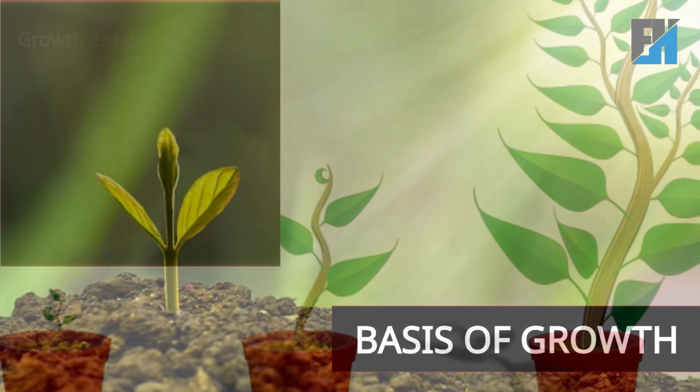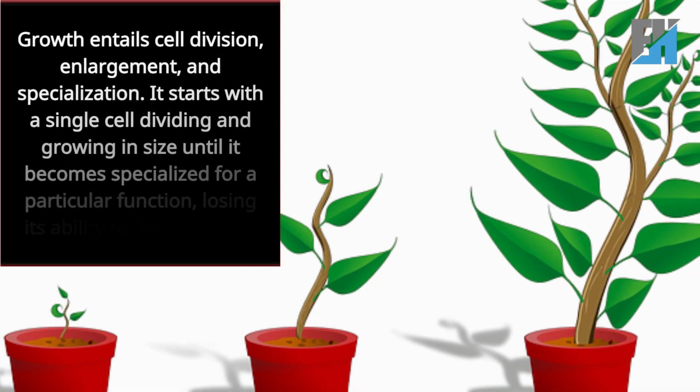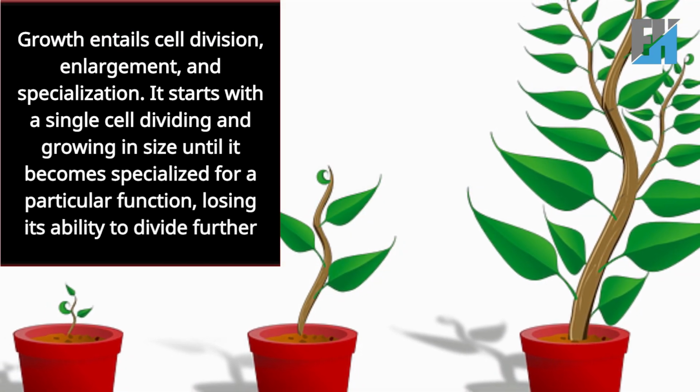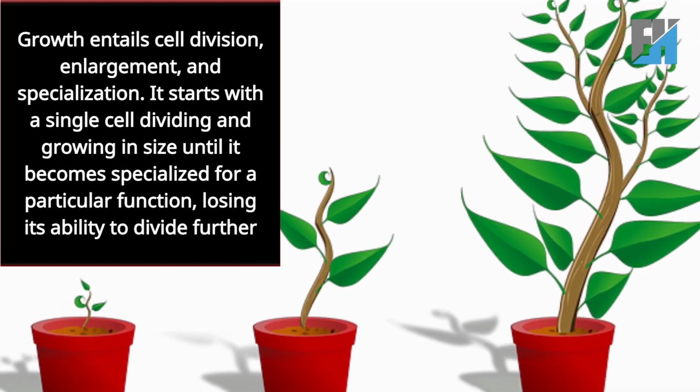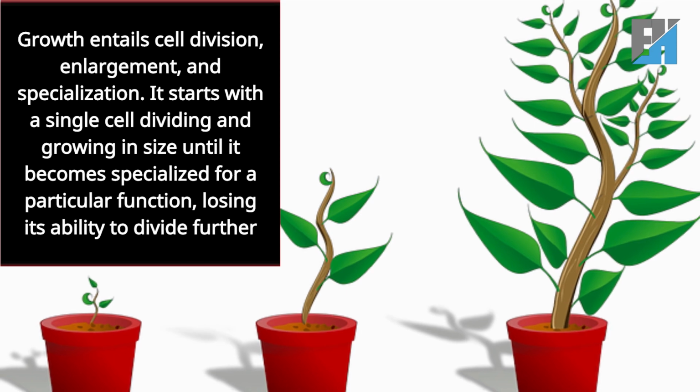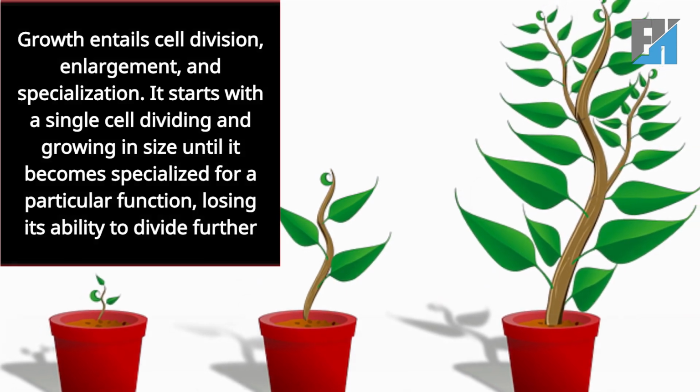Basis of growth. Growth entails cell division, enlargement, and specialization. It starts with a single cell dividing and growing in size until it becomes specialized for a particular function, losing its ability to divide further.